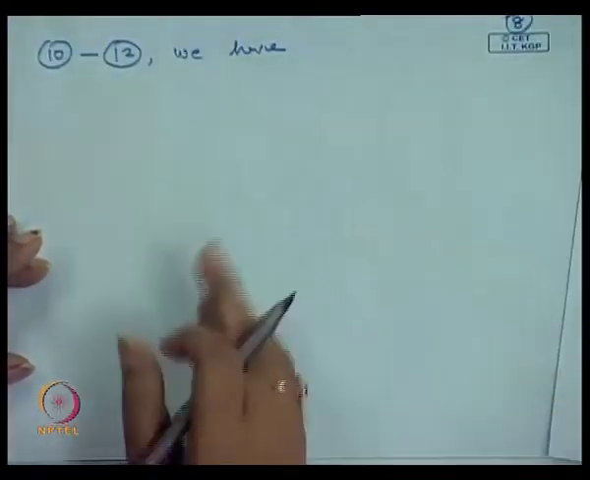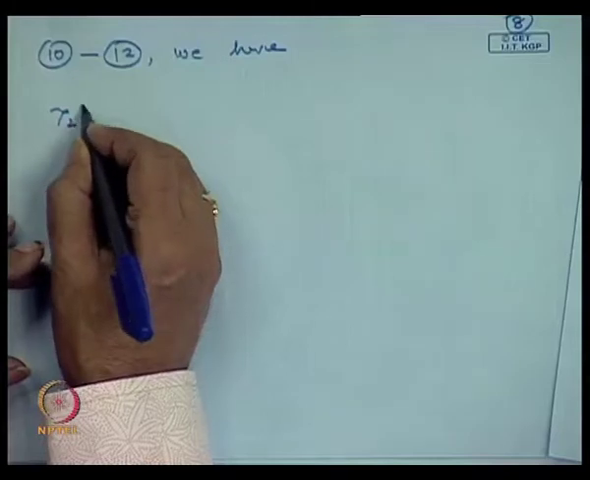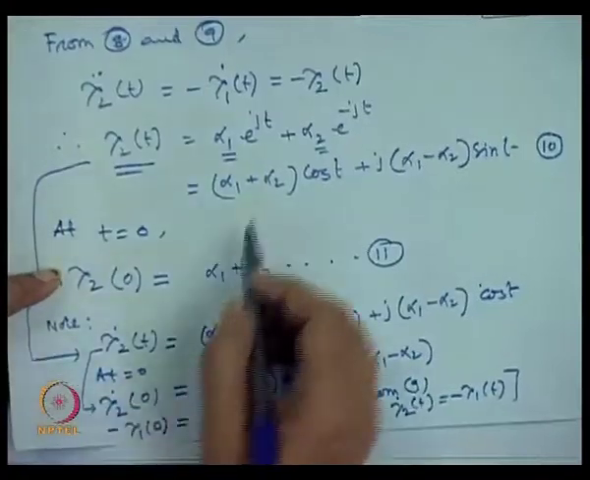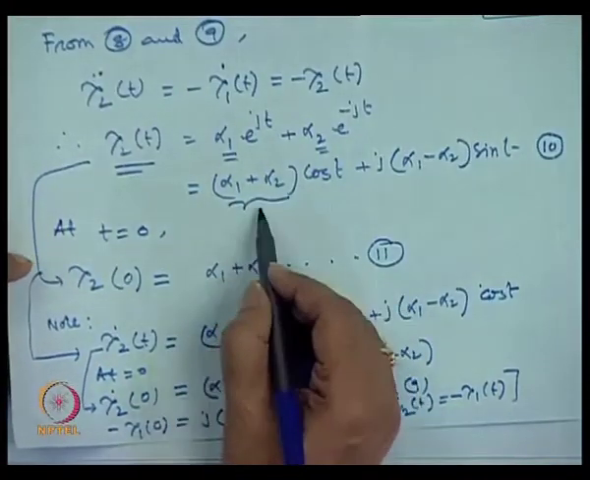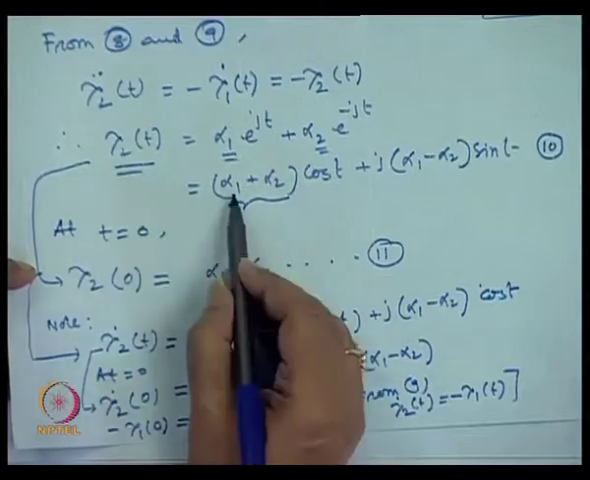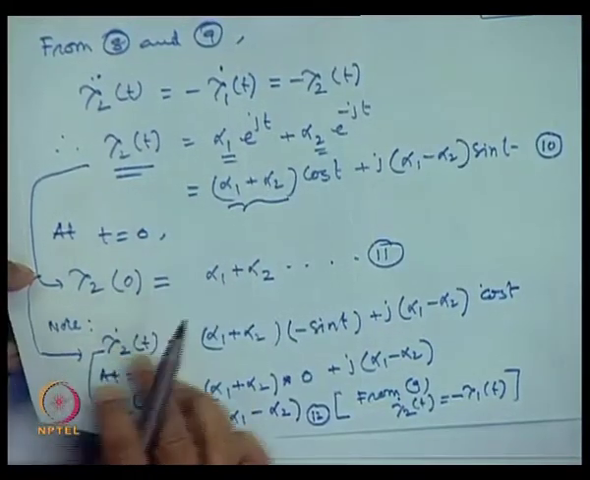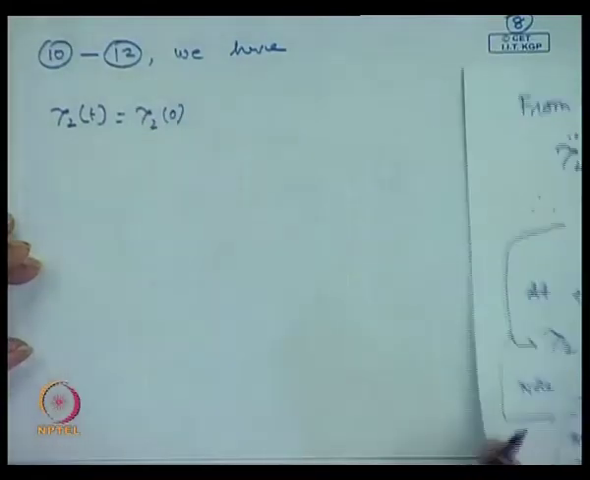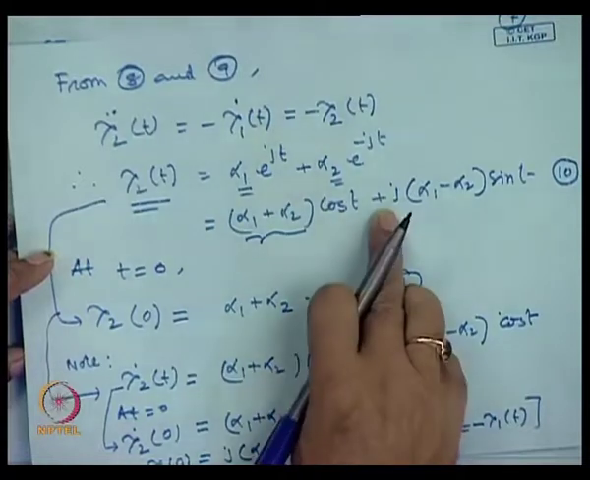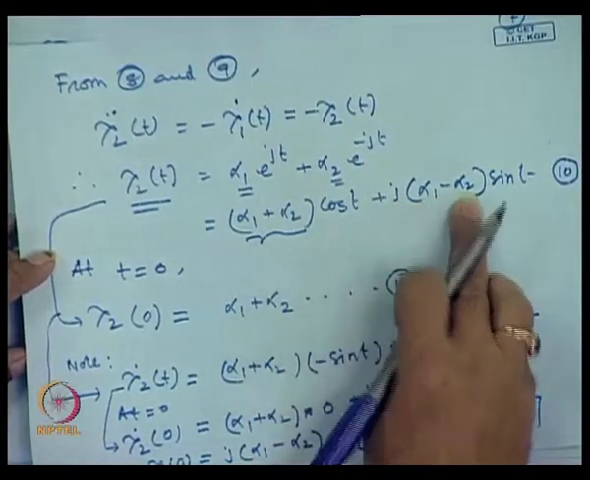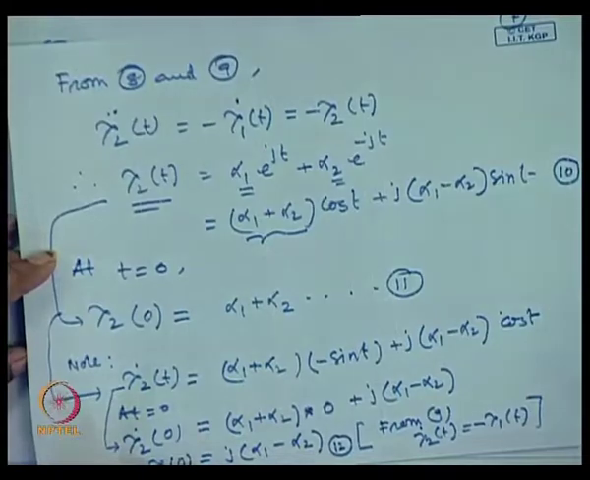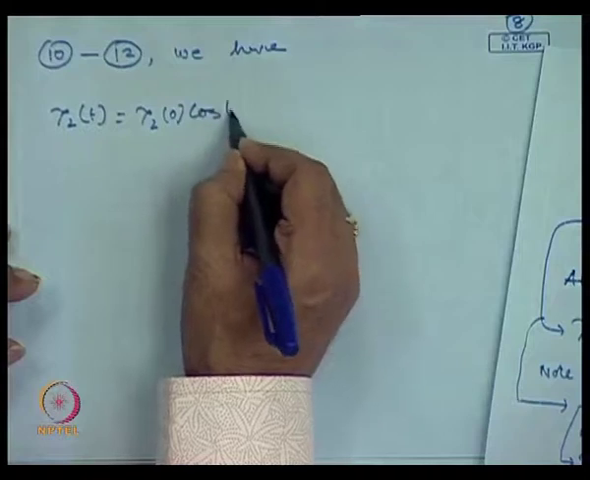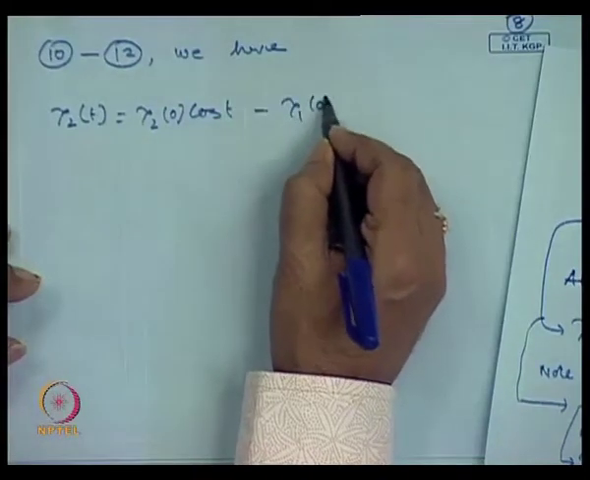Lambda 2 of t, from 10, is equal to... now see, this value, lambda 1 plus lambda 2, is lambda 2 of 0. So, this is equal to lambda 2 of 0 cos t as it is, but with j alpha 1 minus alpha 2, that is, minus lambda 1 of 0 sin t.